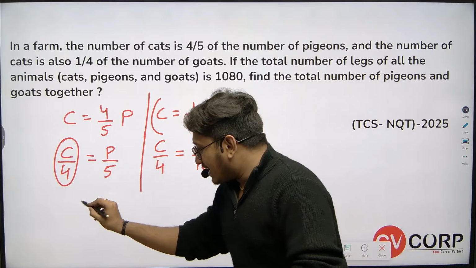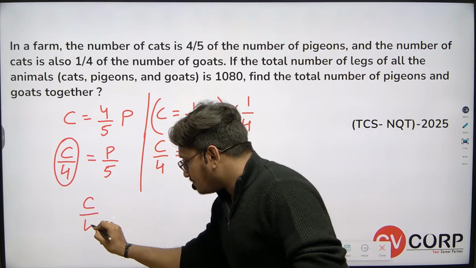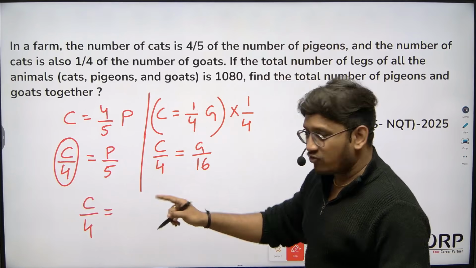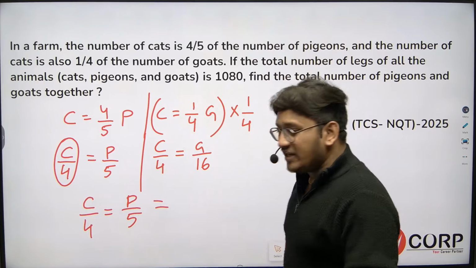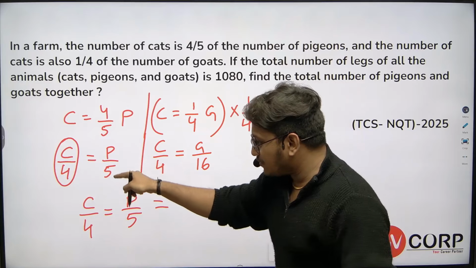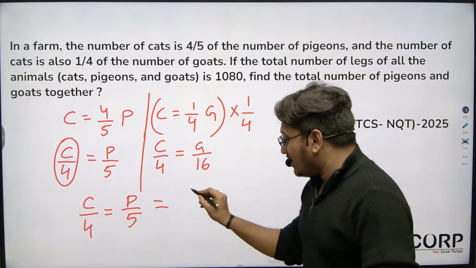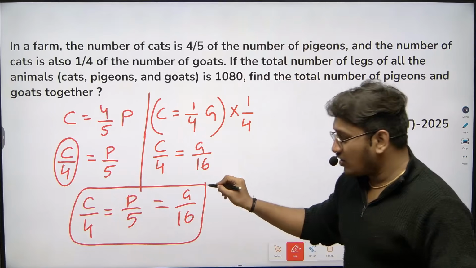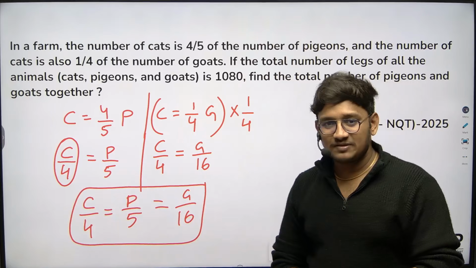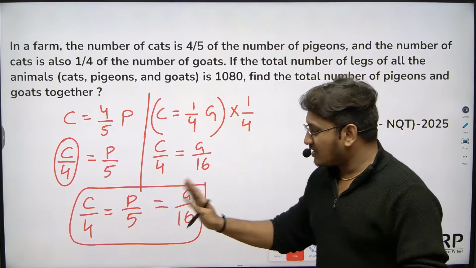Now I can directly frame it in a single format. c by 4 is equal to p by 5, anyhow all are the same, right? c by 4 is equal to p by 5, and the same c by 4 is equal to g by 16. I can write it in the single equation: c by 4 equals p by 5 equals g by 16. I hope you all are clear up to this statement. If you know how to write this, 70% of the answer is completed here.